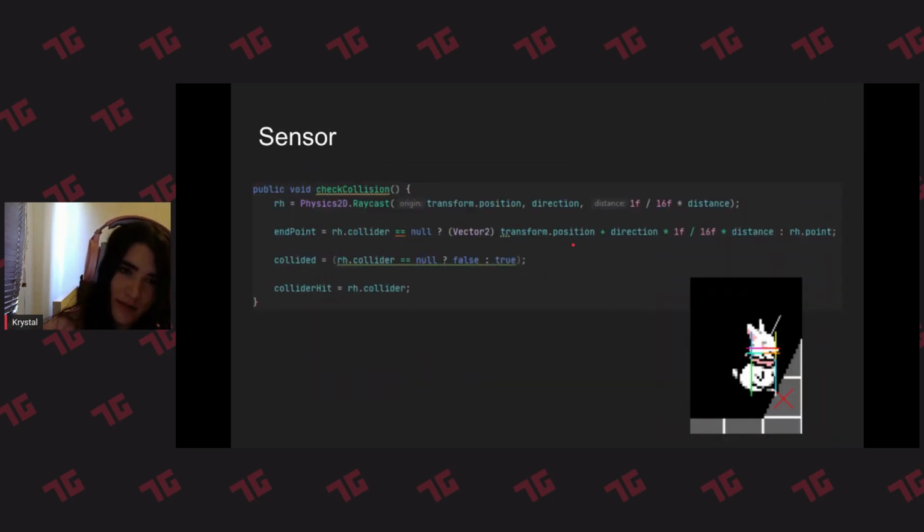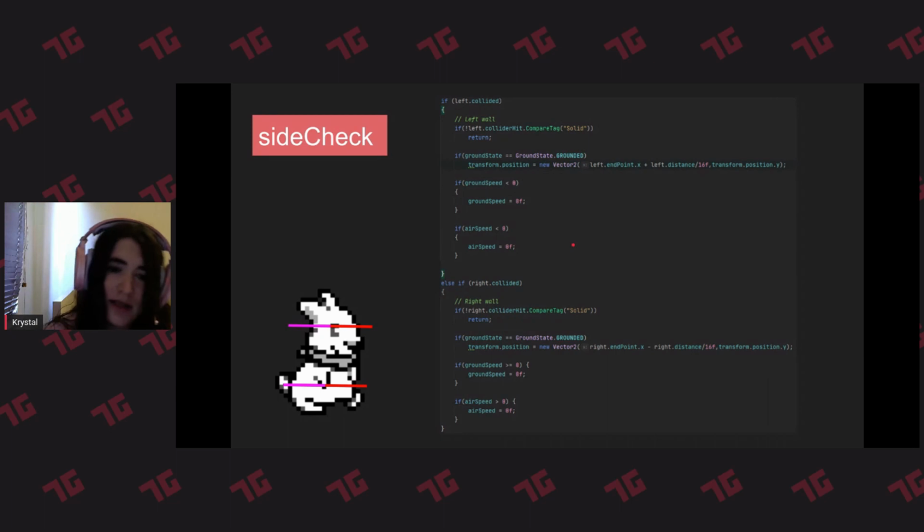This goes through my implementation of a sensor. The actor calls all the sensors in the update sensors function, and it does a physics 2D raycast in the position that it's placed, and then in the direction. It goes 1/16 times the distance, because the pixels per unit of the game is 16. So for every tile, there's 16 pixels horizontally and vertically. Then it checks where it was hit and whether it was hit, and that information is used later in the side check, which is where it checks either side.